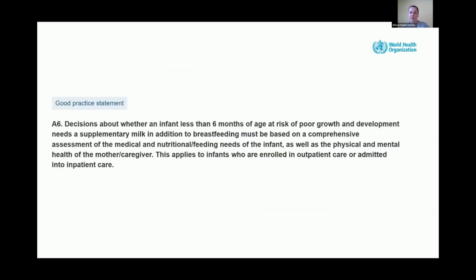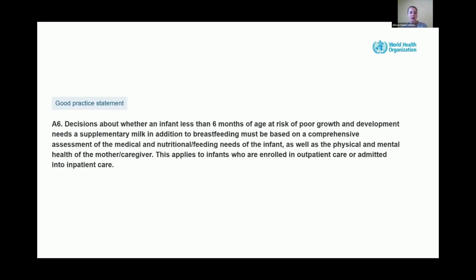So the guideline development group also came up with good practice statements, which are actionable statements that don't require a review of effectiveness evidence to know that there would be benefit in providing these interventions. And here's one example of one for these young infants at risk of poor growth and development, and around the decisions about supplementary milk in addition to breastfeeding, and that those decisions must be based on a comprehensive assessment of the medical and nutritional and feeding needs of the infant, as well as the physical and mental health of the mother and caregiver.